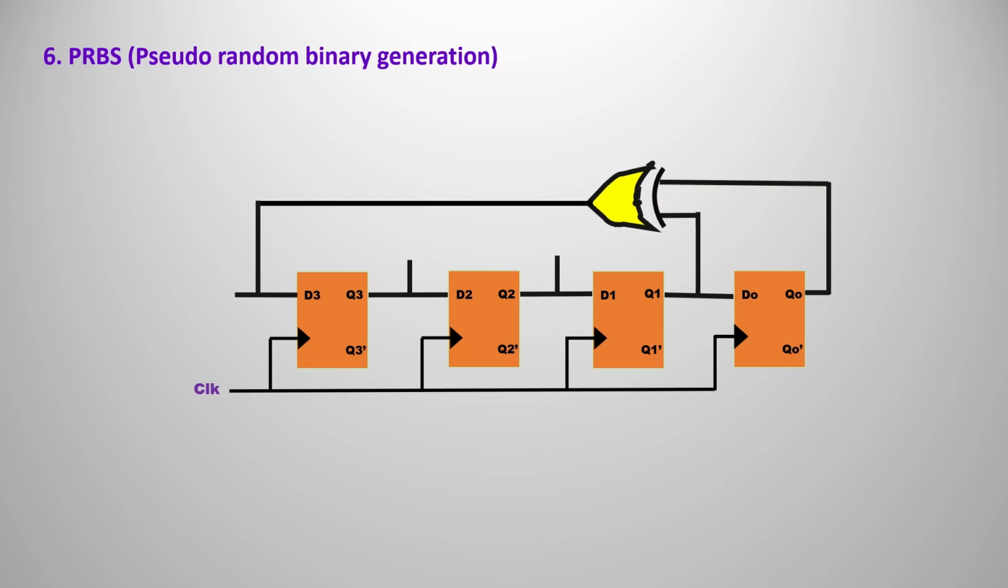So you can observe that in the 4-bit shift register, I took the outputs Q1 and Q0, which are XORed and given as feedback to the D3 again. So this generates our random sequence. So let's see how the random sequence is generated.